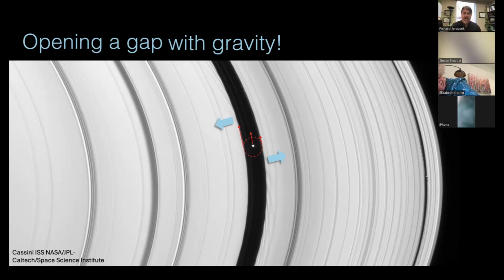So this is the same process in a protoplanetary disk. The moon opens up a gap because of its gravitational influence. A planet can open a gap because of its gravitational influence.